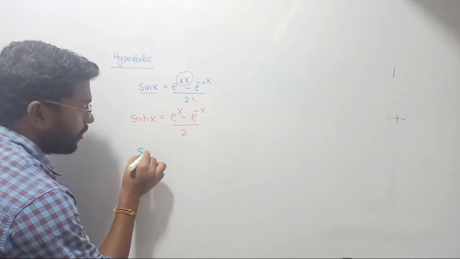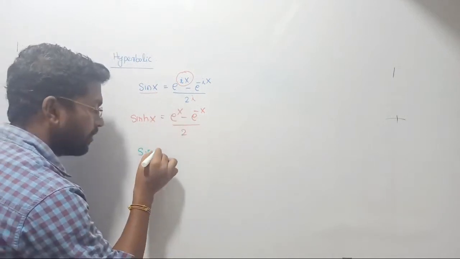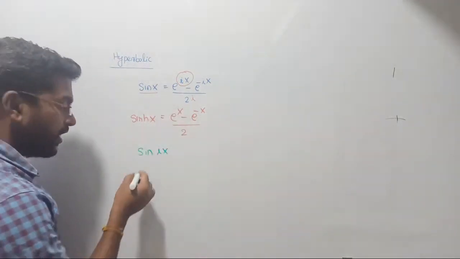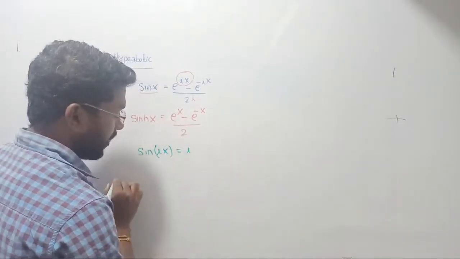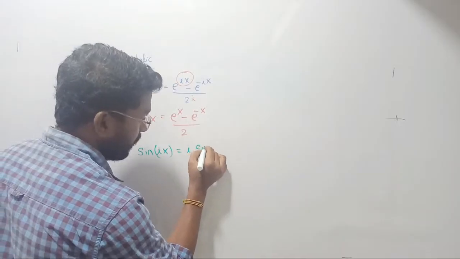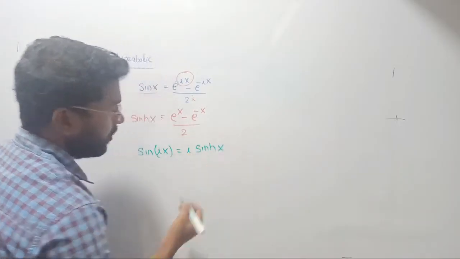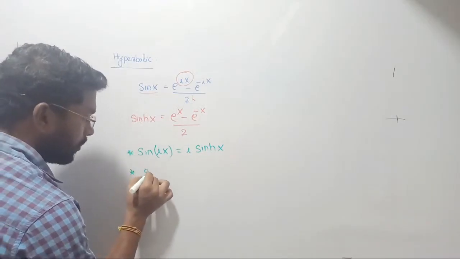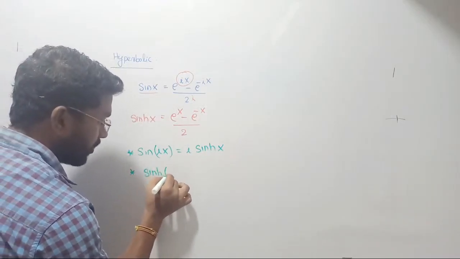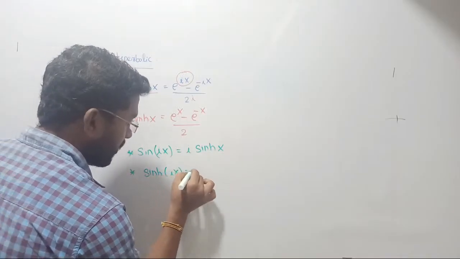Now, if you can write this relation like this, similarly we can write sin of ix. The relation between these two is that sin of ix can be written as i times sin hyperbolic function of x. Just do remember that, that is enough. Similarly, sin hyperbolic function of ix can be realized as follows.